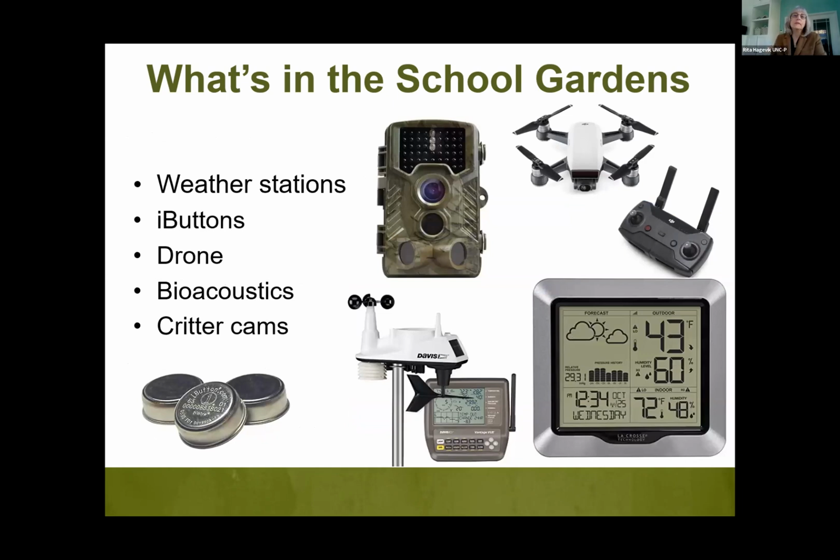In addition, the schools will receive some monitoring equipment so they can do wildlife monitoring. There are 2 weather stations, an outdoor weather station and an indoor weather station for inside the greenhouse. iButtons that will measure temperature in the native bee homes. A drone so they can fly their gardens and fly their campuses, usually once a month is what we recommend, so they can see changes over time. Bioacoustic monitors to do soundscapes, and critter cams to see who visits their garden for predation.